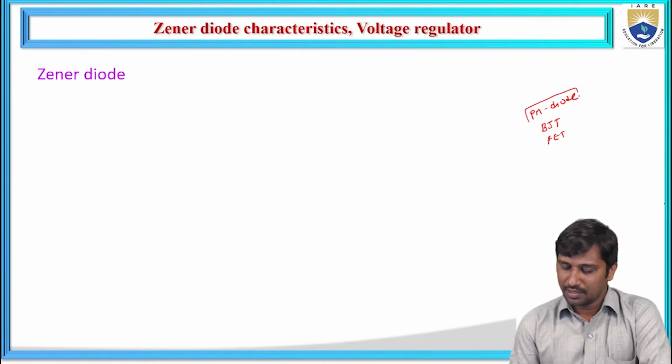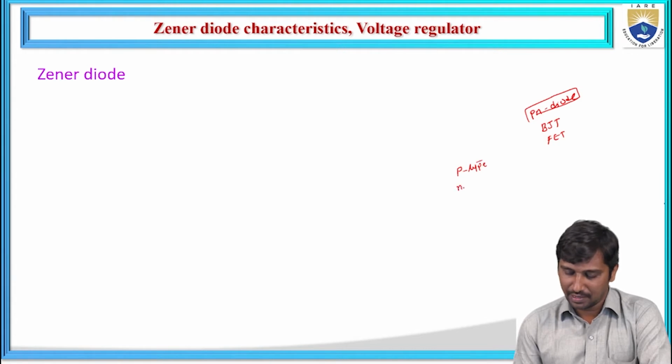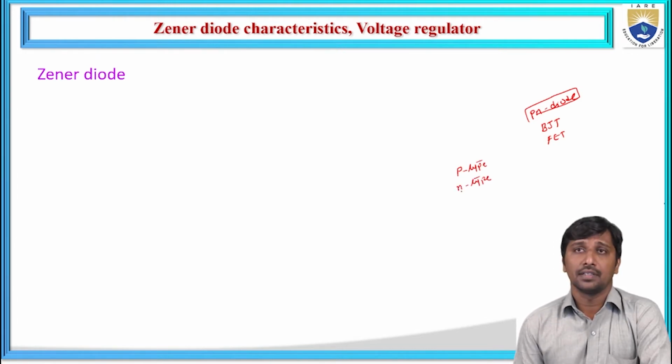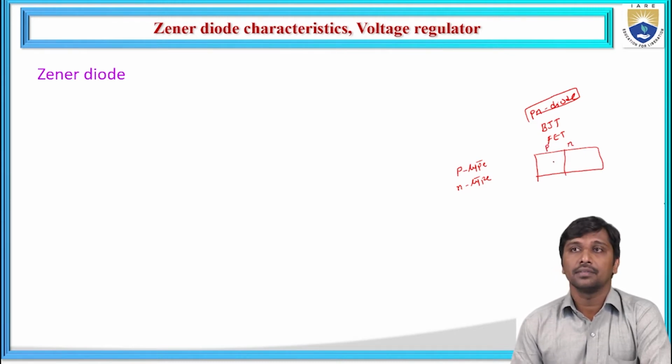Similar to this, in a normal PN junction diode, we use two different types of materials. One is P-type material, and another one is N-type material. Whenever we interconnect these two materials, P-type material and N-type material, it becomes one junction. The junction is called a PN junction, and it is also called a PN junction diode.